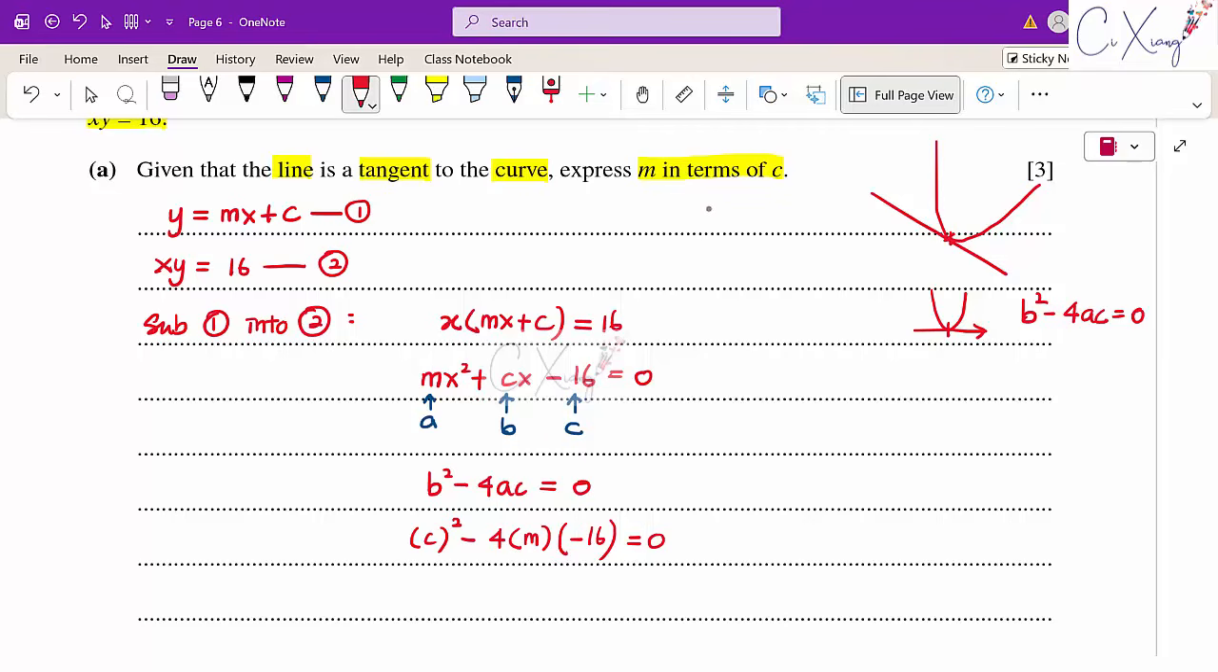Let's have a look at this question. They said express m in terms of c. Okay, so I have c squared plus 64m equals 0. Then I rephrase it. My m should be equal to negative c squared over 64. So this is what we get for m in terms of c. So m equals negative c squared over 64. Alright, so this is part A for this question. Then let's continue to part B.